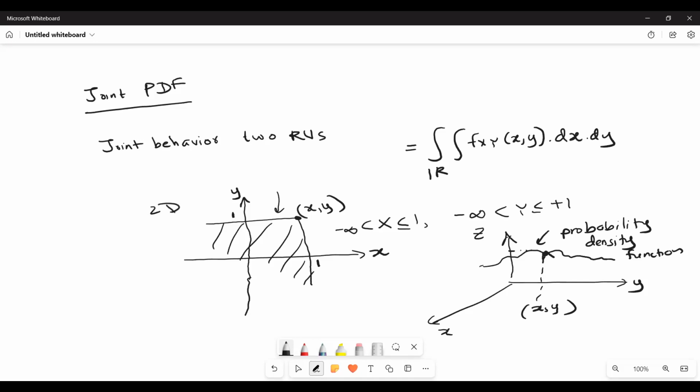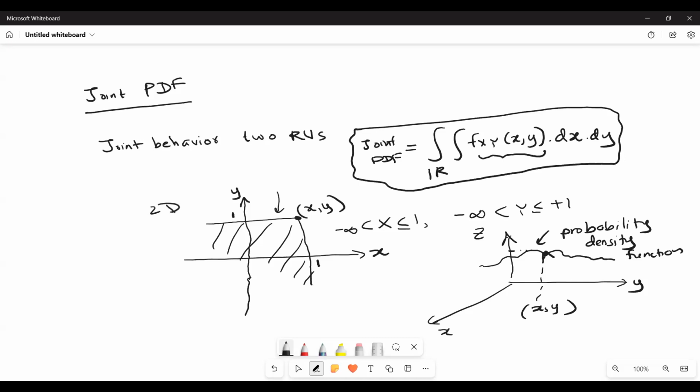We will define the joint PDF function as this integration, where you multiply the probability density function of the joint case with dx and dy both. So this is the joint PDF function's definition. The real value range here we must define based on the ranges of x and y. Depending on the integration that you do first, you need to define the range of x and define the range of y.